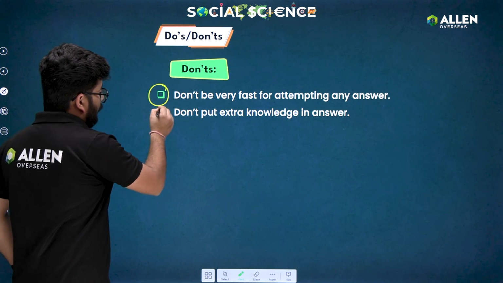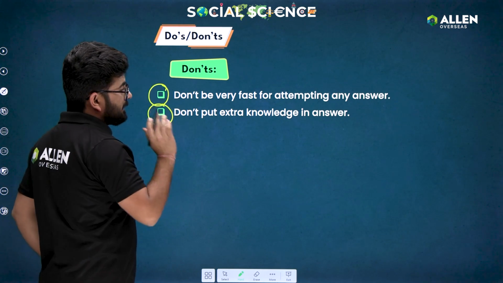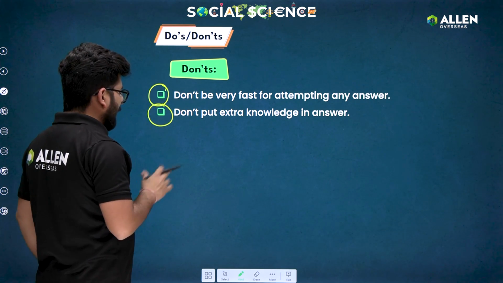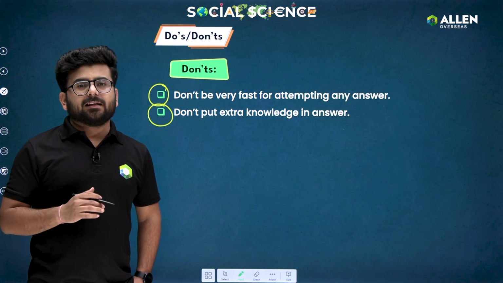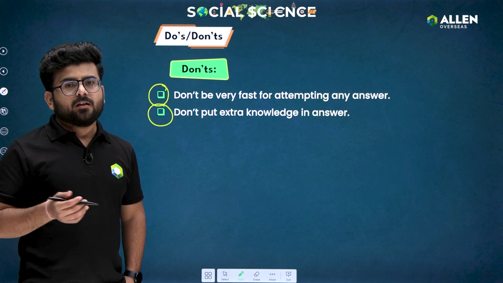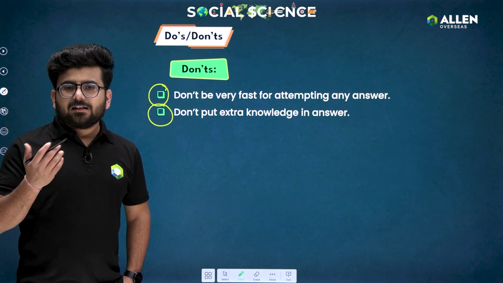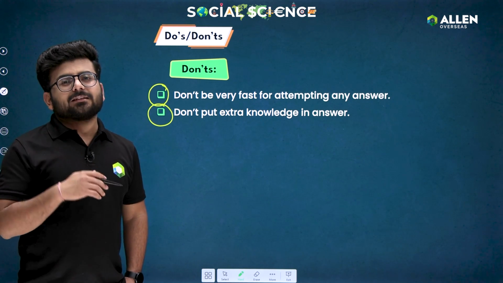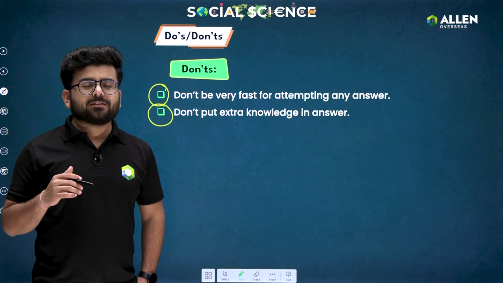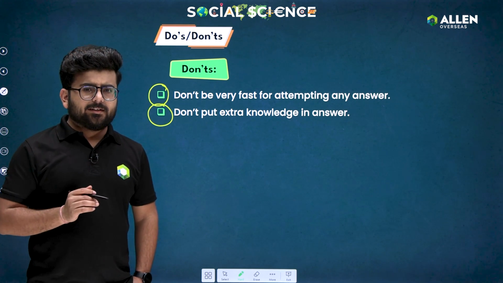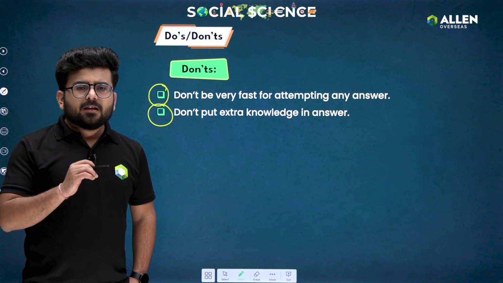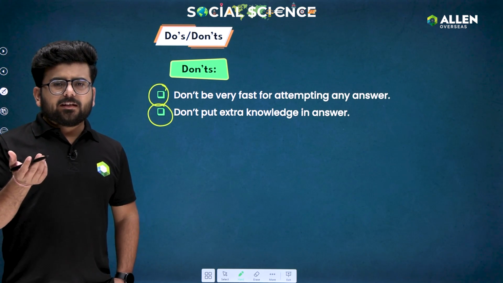Next, no one should put extra knowledge in answers. I saw a copy which had a good answer written, but his answers were considered incorrect. Why? Because the student had given many other things which are not discussed in NCERT. I'll give you an example: we usually study about Satyagraha, no?